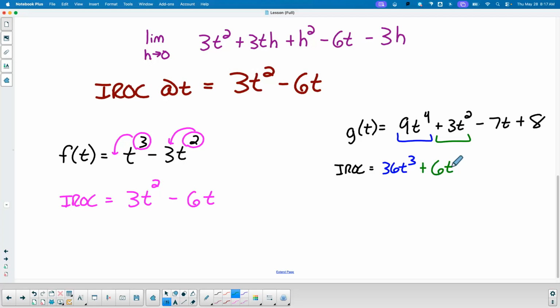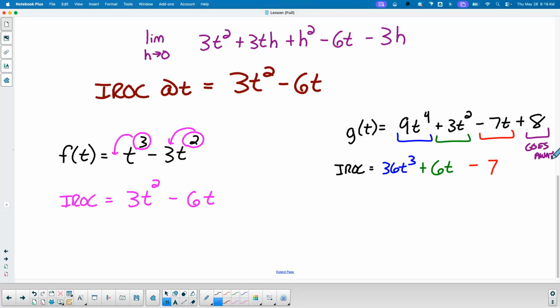6t. Minus 7. And then this constant just goes away. Constants just go away because they get washed out in the math. So then this would be the IROC of this function. The IROC is also called the first derivative of the function.